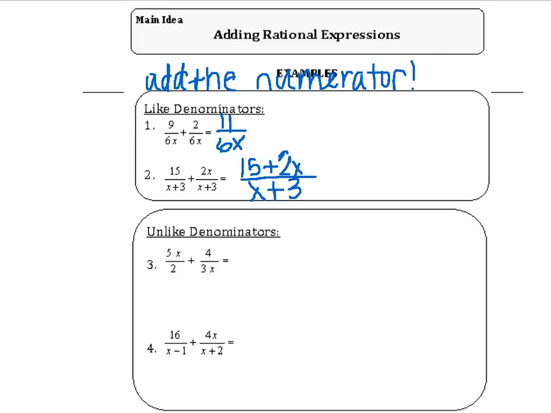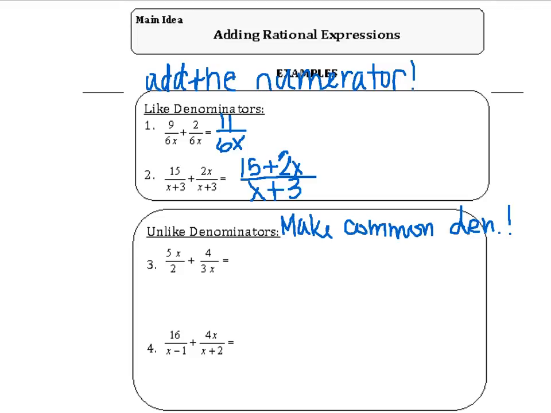Now we're going to do it when they have unlike denominators. So what you have to look for, this one has a 2 in the denominator and this one has a 3x. You have to think of what are they missing. So we have to remember to make a common denominator. So I'm going to put a note here. Make common denominator. Once you make it, then you can add the numerators.